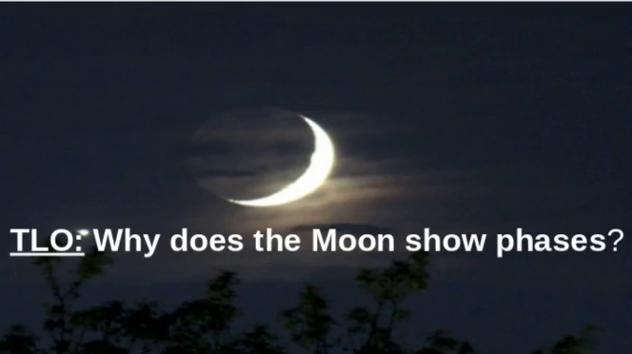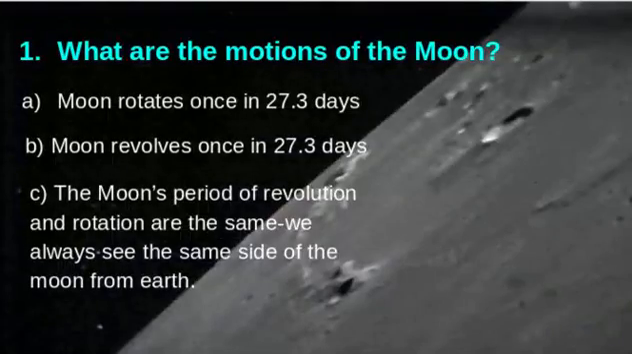The target learning objective for this lesson is why does the moon show phases? In this lesson, we're going to discuss the moon's motion, why the moon shows phases, what the phases of the moon are, and how we figure out the phases of the moon based on where the moon is in the night sky. So what are the motions of the moon?